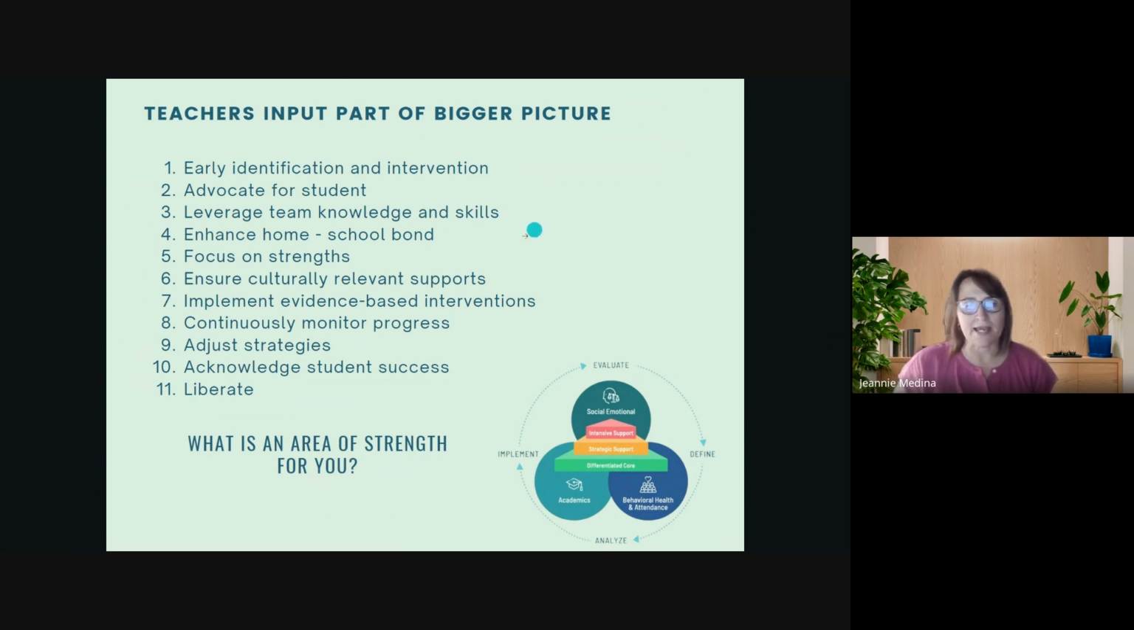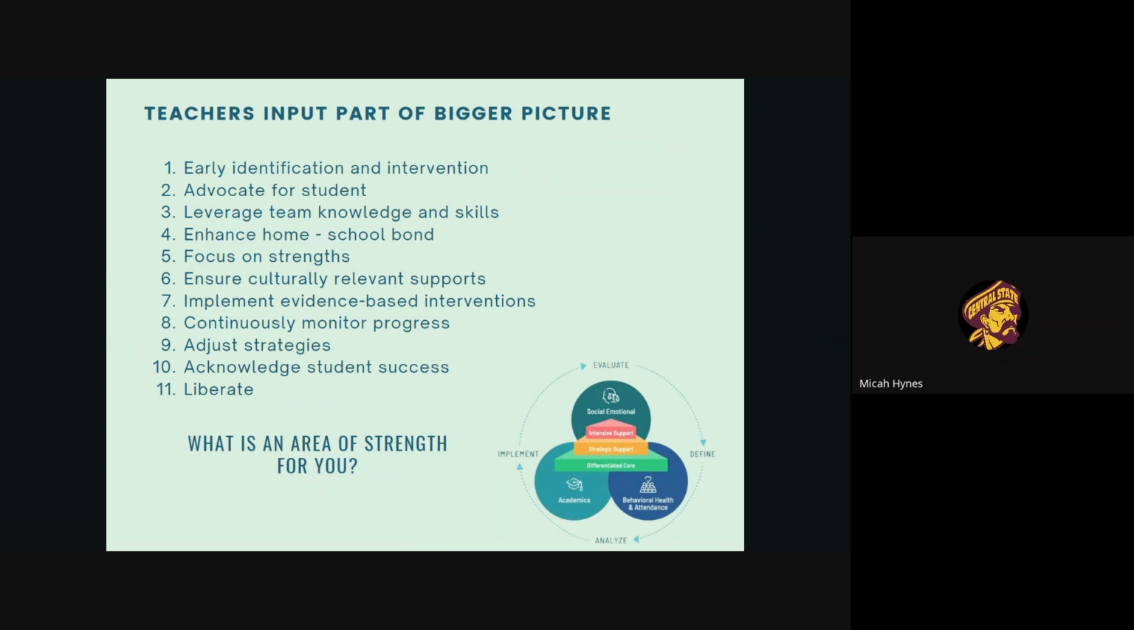Micah, may we ask what of these, which is an area of strength for you? I think number 4 would definitely be one, enhance home and school bond. Just like to get closer to my students as possible and know better how to better serve them in the classroom and as well as beyond the classroom.